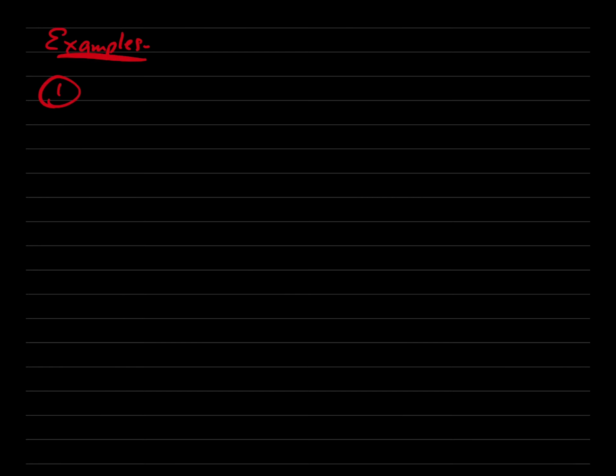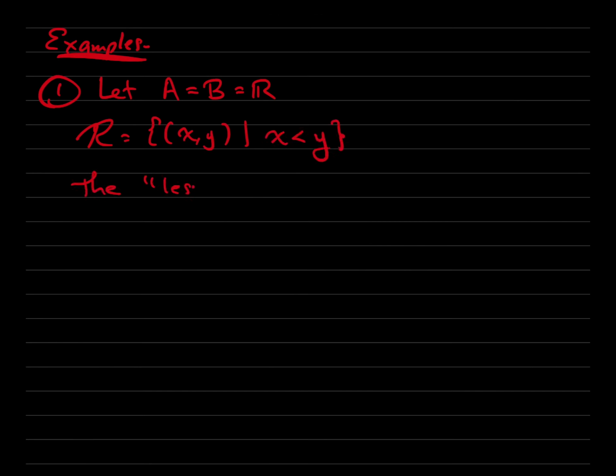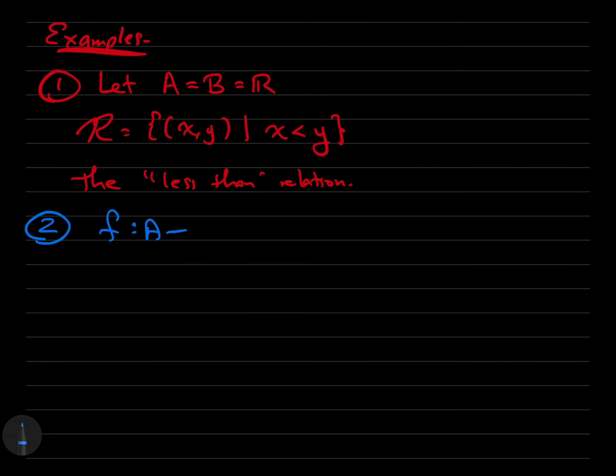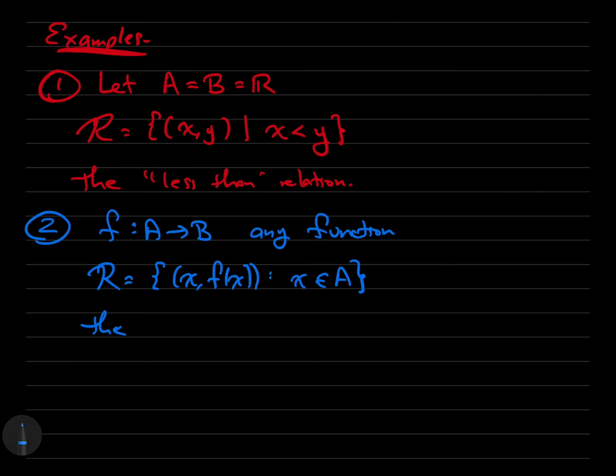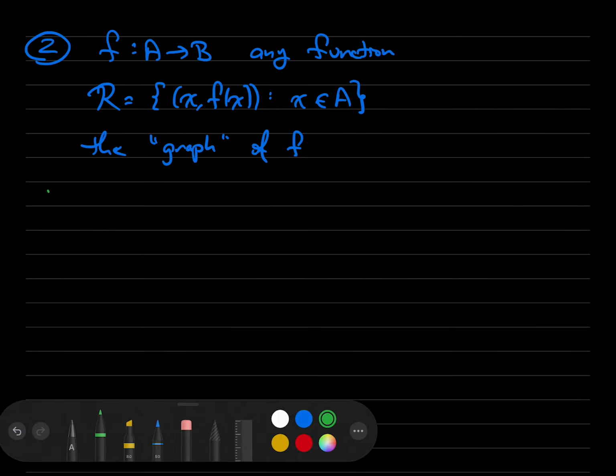Let A and B both be the real numbers. Let R be the set of pairs (x, y) with x less than y. This is clearly a subset of R², and we also call this the less than relation. Example 2, let f be a function from A to B. Let R be the set of pairs (x, f(x)), where x ranges over A. This is sometimes called the graph of f.